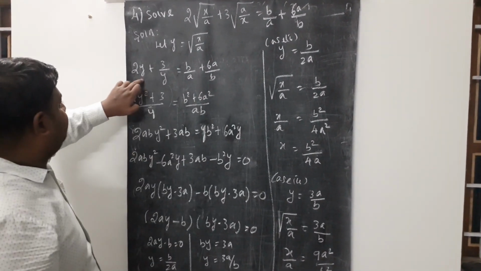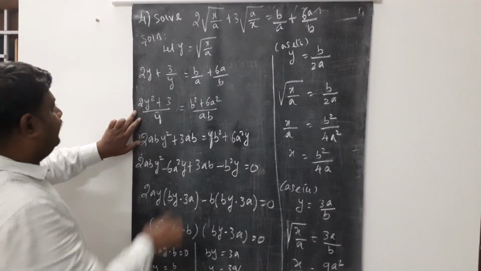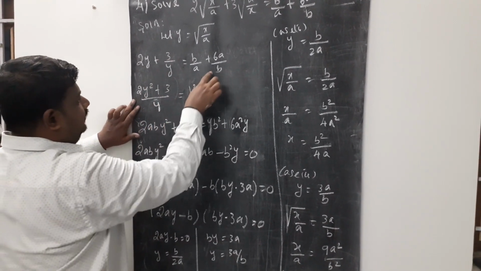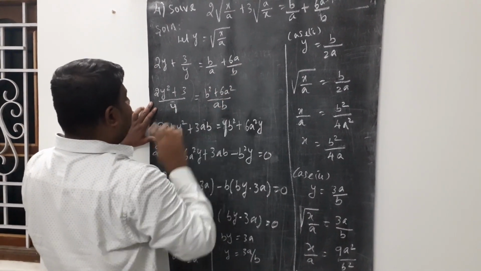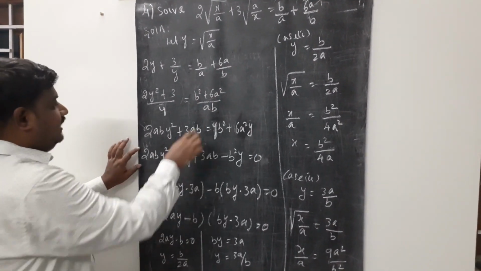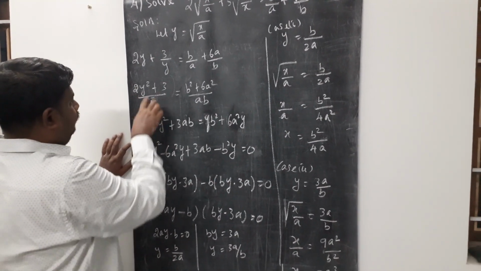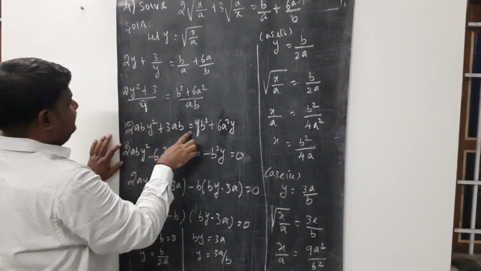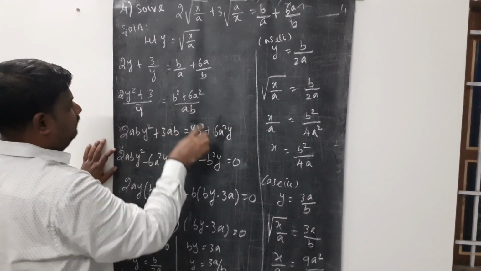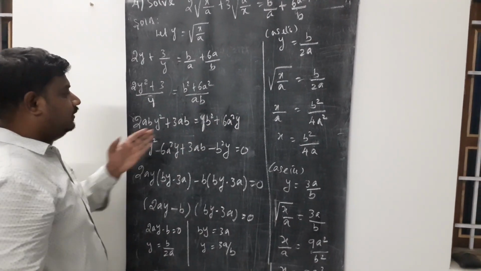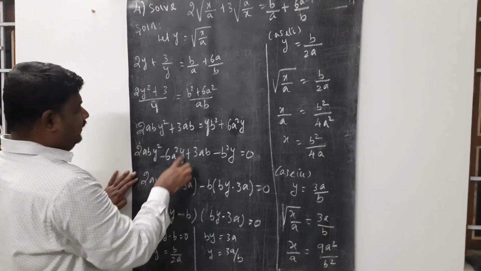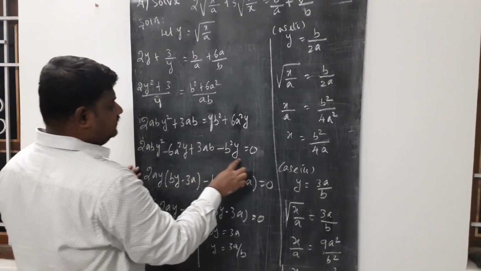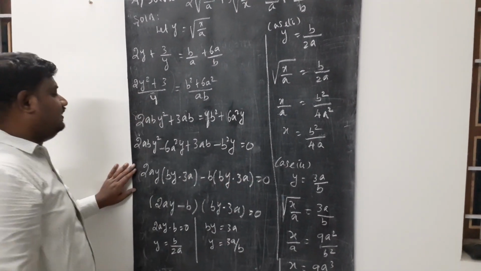In cross multiplication, 2y square plus 3 by y is equal to b square plus 6a square by ab. Once again, cross multiplying: 2ab y square plus 3ab is equal to b square y plus 6a square y. Take this side: 2ab y square minus 6a square y plus 3ab minus b square y is equal to 0.